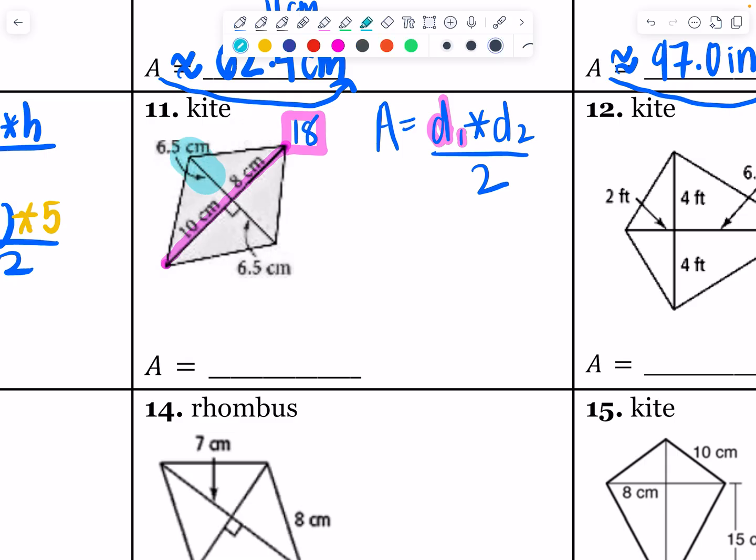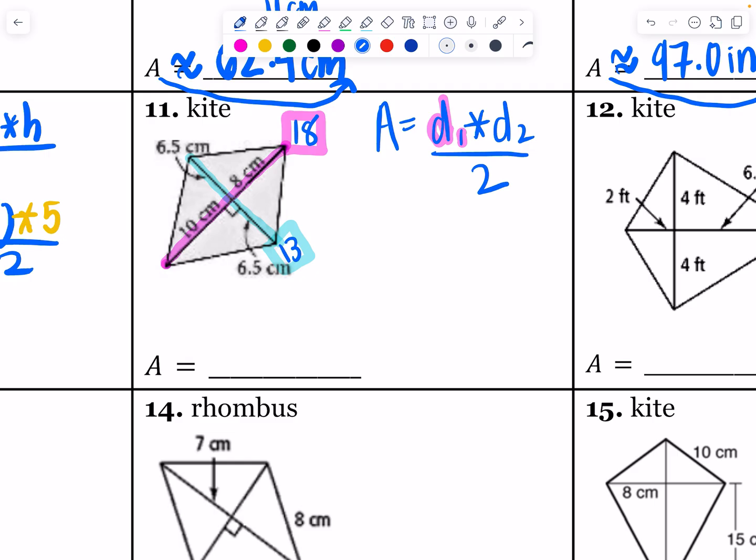How long is the other diagonal? Well, you cross, oh goodness, sorry guys. You cross 6.5 and you cross 6.5. So how long would that flag be? That would be 6.5 times 2, which we know is going to be 13. So my two diagonals here are going to be 13 and 18.